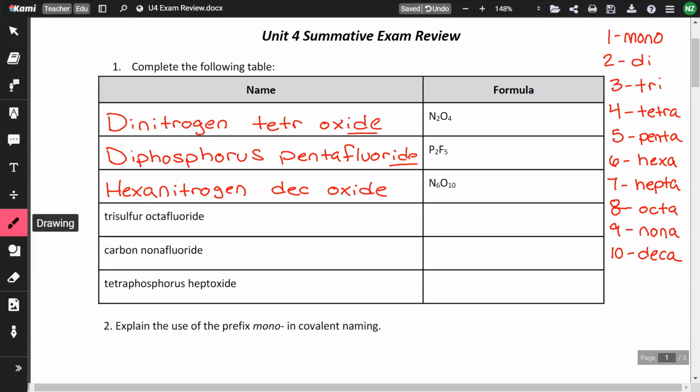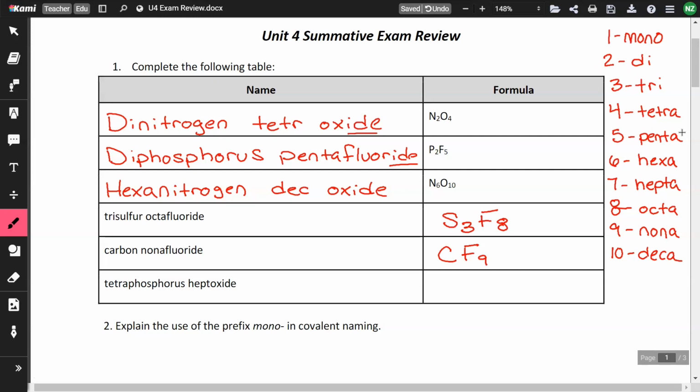So now we're going to do formula writing. Trisulfur means we have 3 sulfurs. And then octa is the prefix for 8. So we're going to have 8 fluorines. Carbon nonafluoride. So if you notice, carbon does not have a prefix, there's no mono or di. That means it's by itself, and this is that situation. So carbon's by itself. There's only 1 of them. We never use the prefix mono for the first word. And then we have nonafluoride, so that's F9.